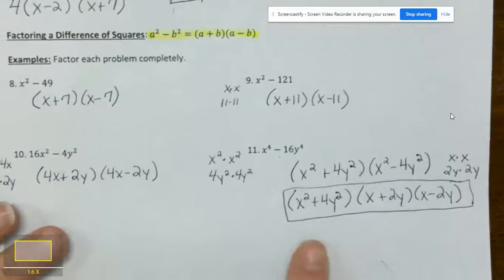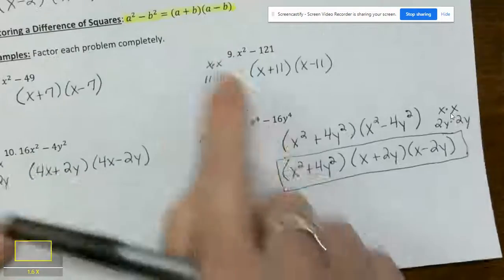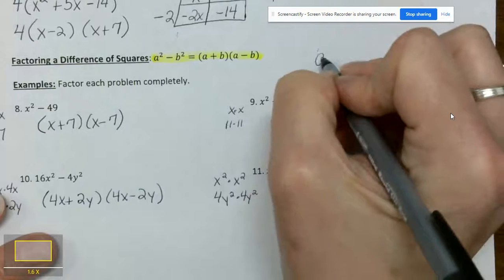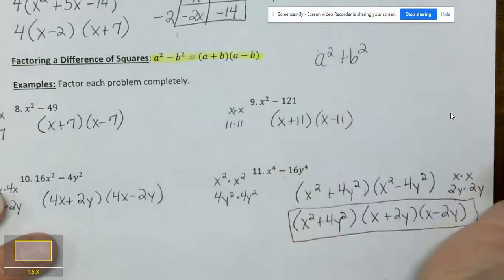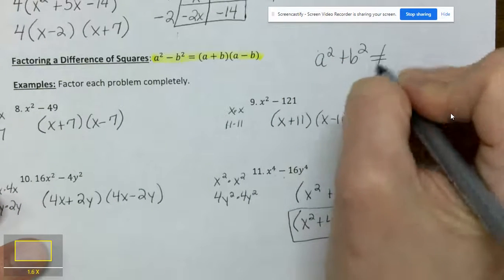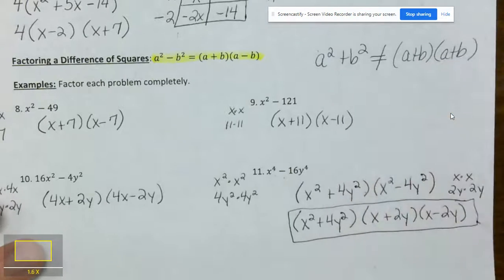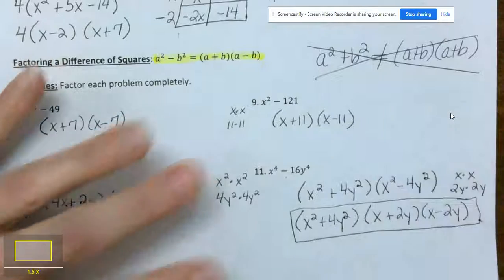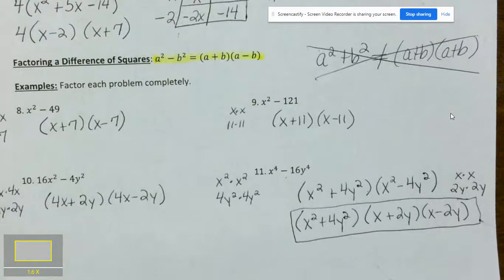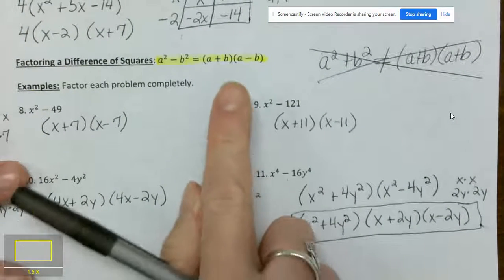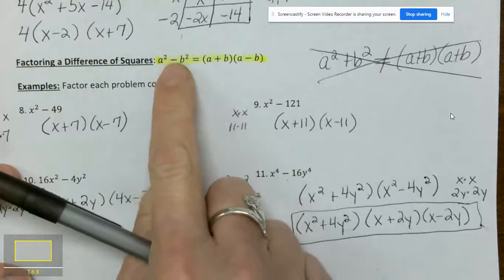So again, I want to caution you. If you end up with a squared plus b squared, you cannot say that that's equal to a plus b times a plus b. That doesn't work. Don't try to do that, okay? That will not work. You can only use this if this is a minus sign in here.